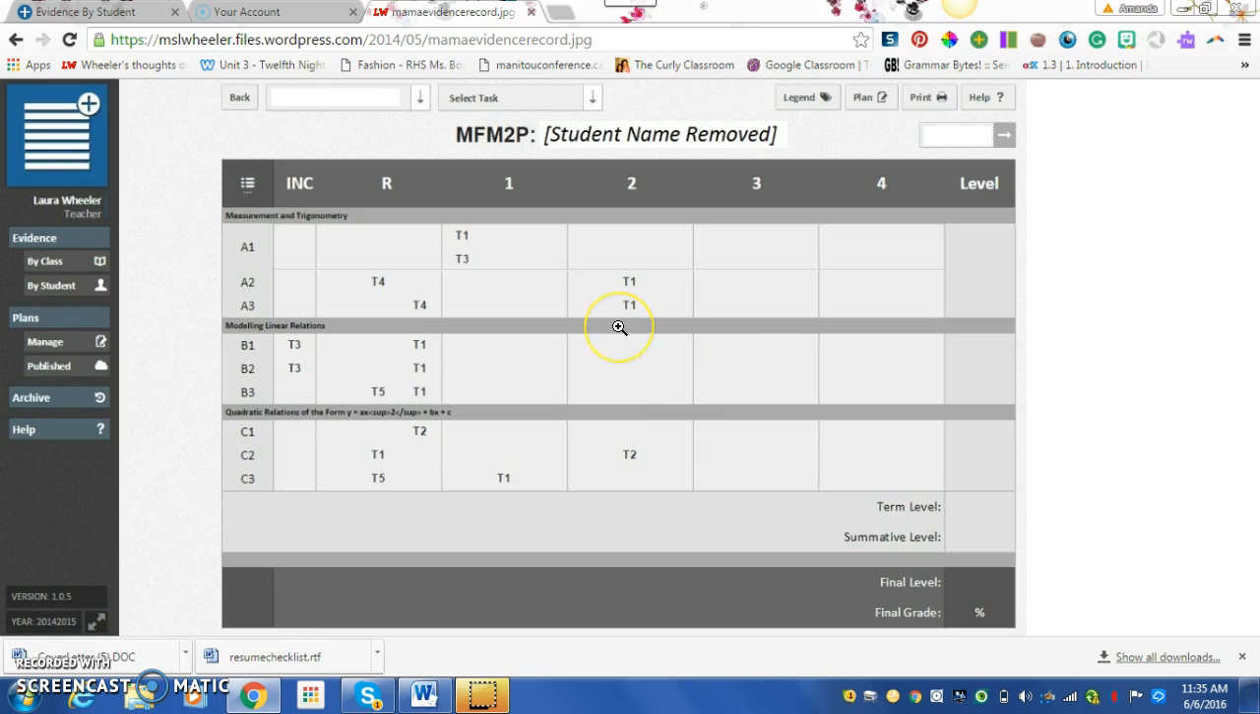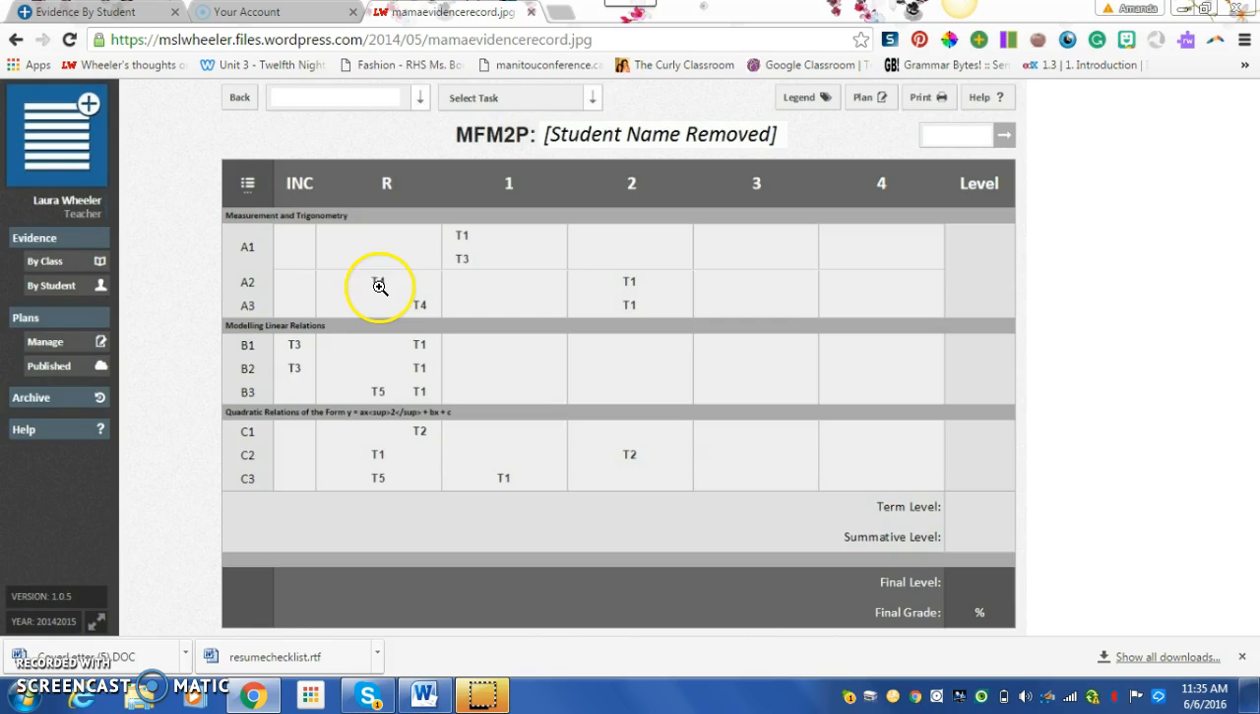One last thing, I just wanted to show you how I read your evidence record. We do it based on strands. So these strands are here, and the lines kind of show you what things go with what strand. For example, in A1, you can see that there are 2 assignments here, and they're both a 1 minus. So the level for this strand would be a 1 minus.